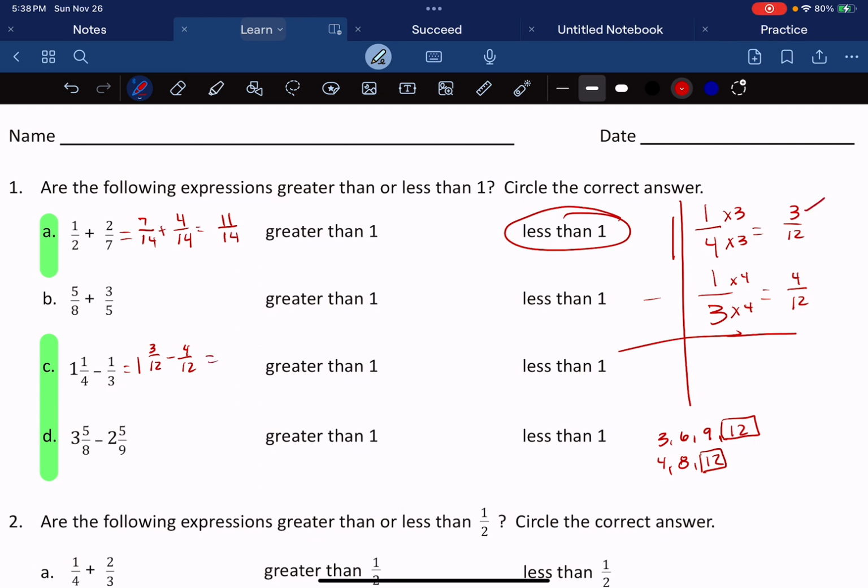I cannot take 3 minus 4, so I'm going to borrow over here. Reminder, I'm borrowing a whole, so I'm going to look at my denominator here. I'm going to keep that, make it easy for myself. And then to make a whole box, I have another 12, so 12 out of 12. Then I can do 3 plus 12, which is 15 out of 12. And now I can do 15 minus 4, which is 11 out of 12.